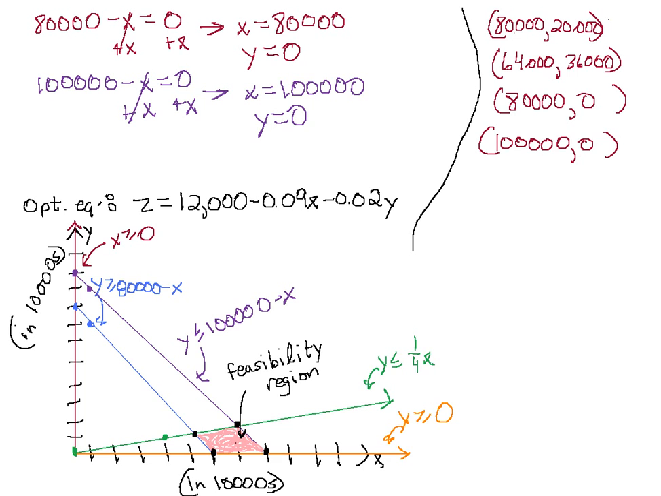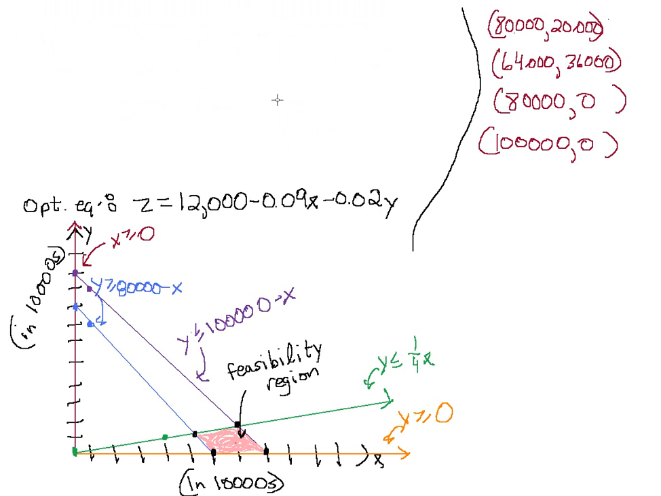Okay, so we have x and y values for all four of the corners of our feasibility region, which we know that one of these four intersecting points will be the maximizing values for our optimization equation. One will also be our minimizing values, but we're not worried about that. We want to maximize our profits. All right, so now we're going to go ahead and plug in the x and y values one at a time into our optimization equation and see which one will give us the greatest value. So let's start with this one.